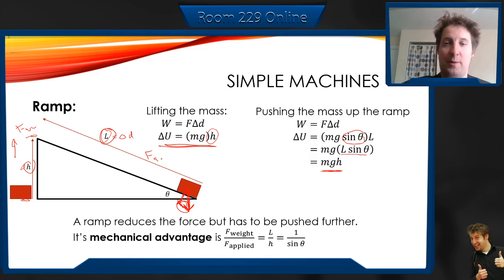Okay, and another way we can think about it is the ratio of L, how much farther I have to push it compared to how much I would have to have lifted it. So in that case, I'd have to push it 4 times the distance that I would have to have lifted it.